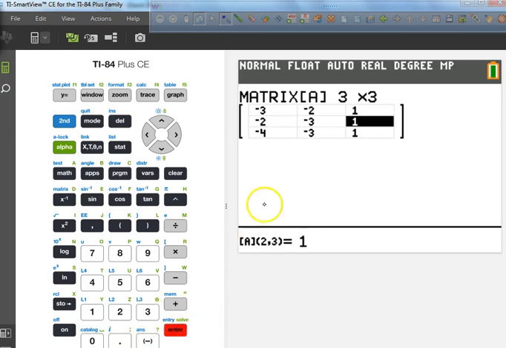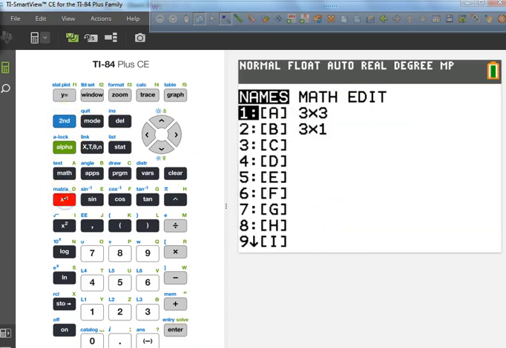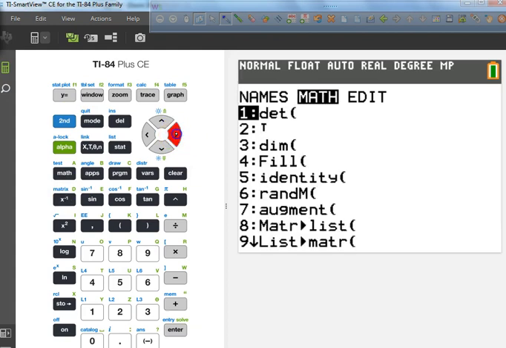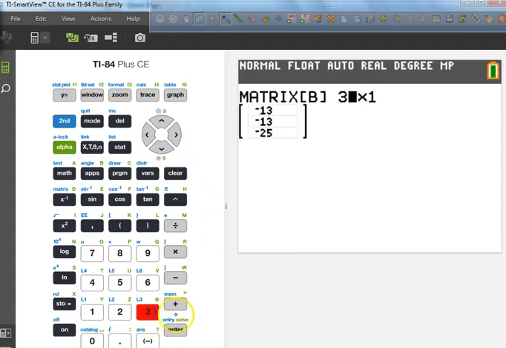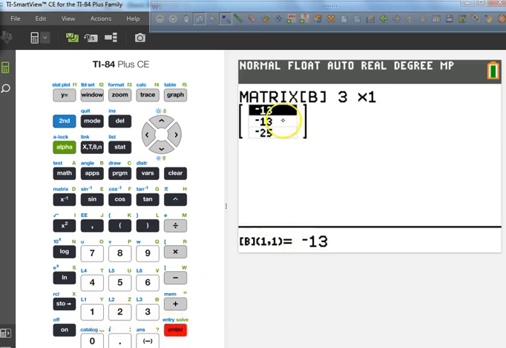Okay, I'll show you. So now that you have that filled in, you have to hit second matrix once again. You're going to go to the right where it says edit, but this time you're going to go down to B. Once you go down to B and press enter, you're going to make it a 3 by 1. And then you type in -13, -13, -25. So you have to make it a 3 by 1.